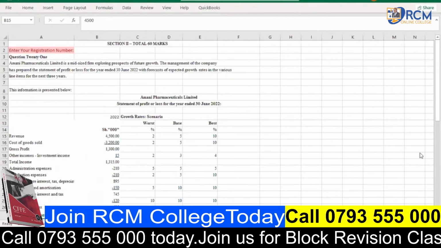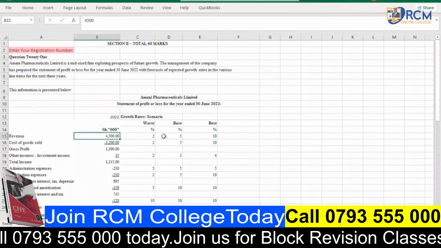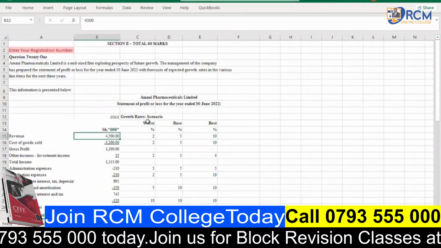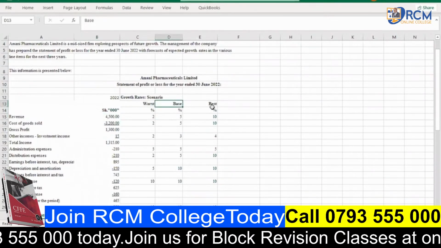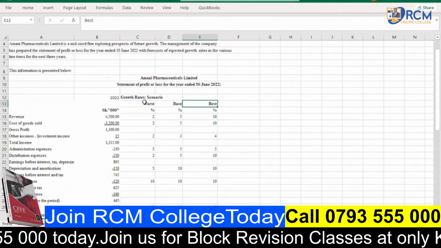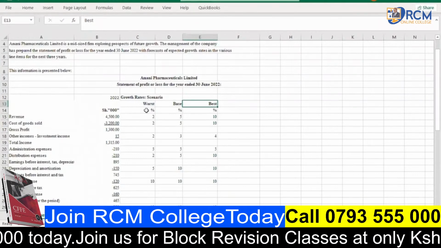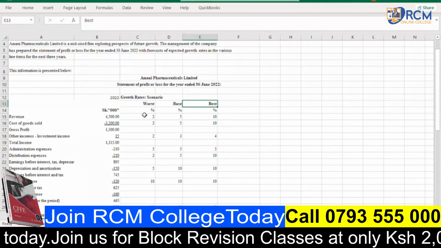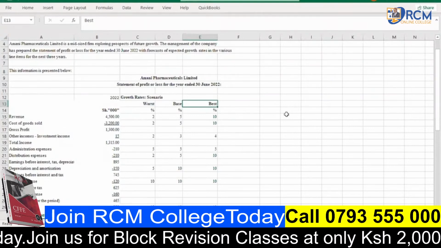Okay, so let's proceed with this. So we have this one here. For you to tackle this, first of all, assume that you don't have base and best. You are only given worst. Then work out everything for worst for the next 3 years. Then after that, come and look for the information for base. Assume you don't have worst, you don't have best. Work out for the 3 years.